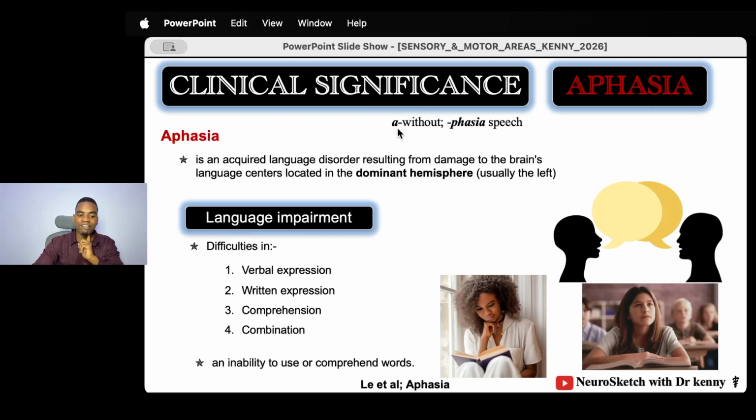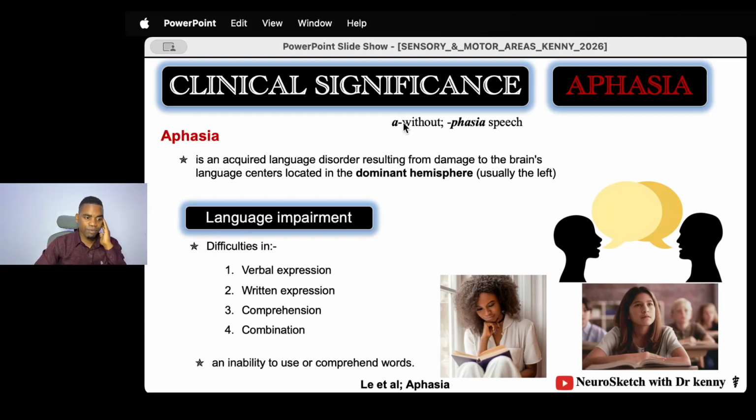aphasia. The word aphasia literally means without speech, lack of speech. So this is acquired. Remember, this is acquired. A person is born with the ability of speaking and understanding written and spoken language, and along the way he acquires this disorder due to damage of the language centers of the brain on the dominant hemisphere, usually the left hemisphere. We've said the left hemisphere is dominant in most people.